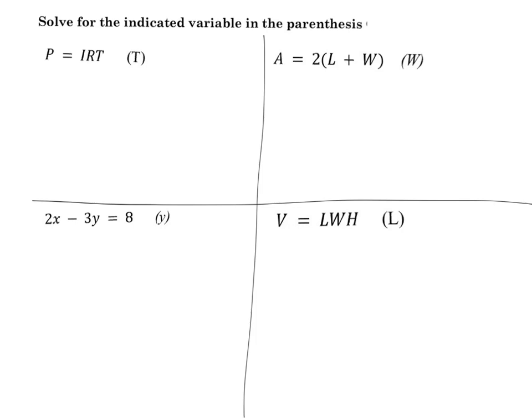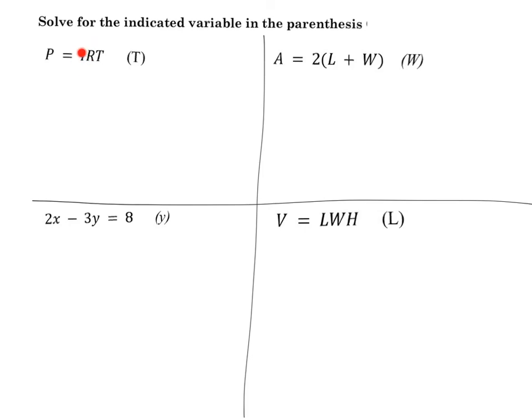Finally, actually not finally, one more slide after this, just the end. They're asking for solving for the indicated variable in the parentheses. So that means that we've got literal equations. P is equal to IRT, we want to solve for T. So what we're really doing is just isolating T.